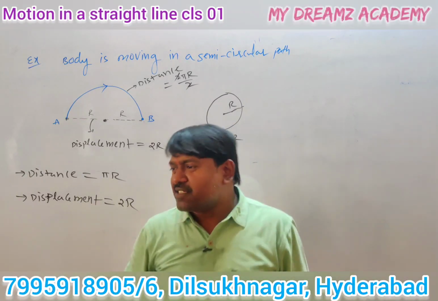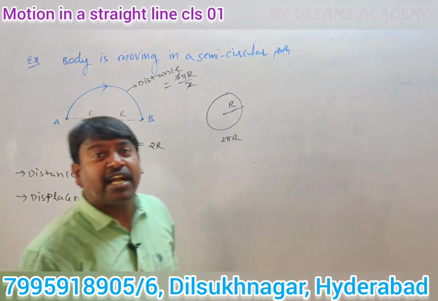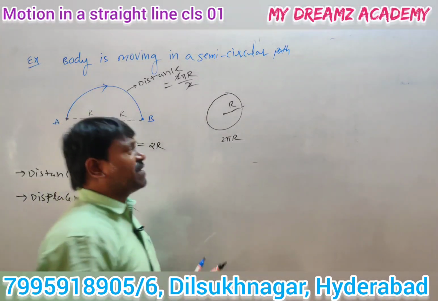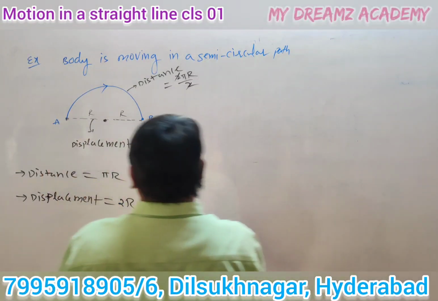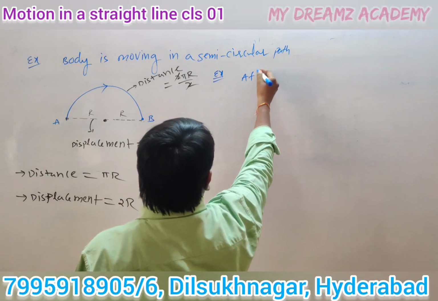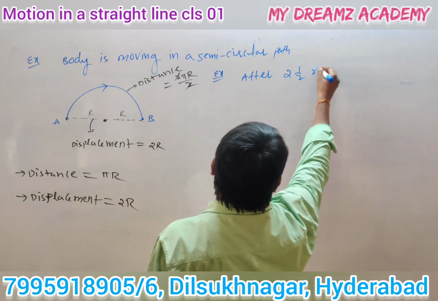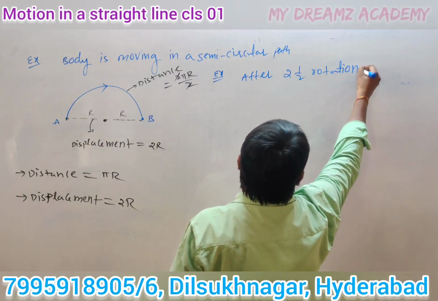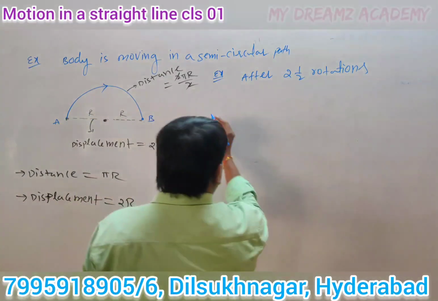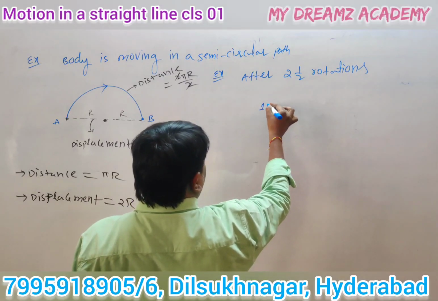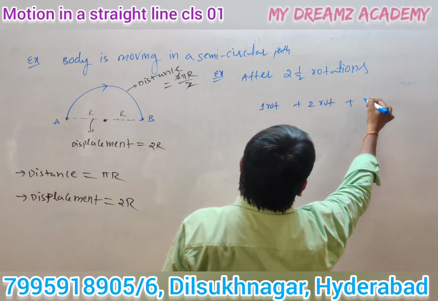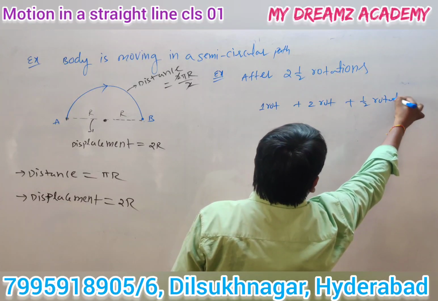Now let us see another example. If the body completes 1.5 rotations or 2.5 rotations, what is the distance and displacement covered by the body? After 2.5 rotations or 1.5 rotations, what is the distance and displacement? Now this is the first rotation, this is the second rotation, and half rotation means a semicircular path.